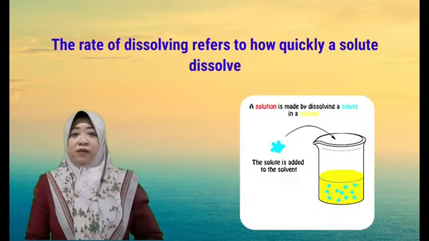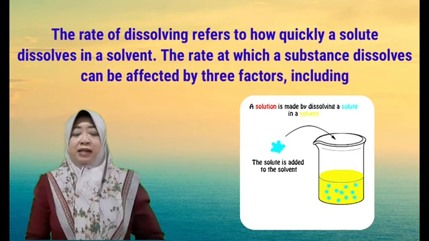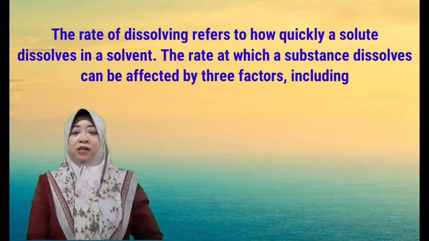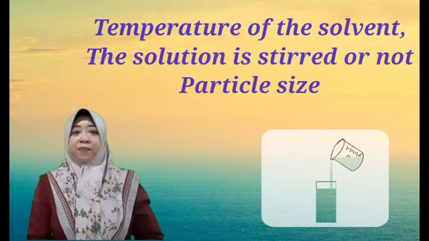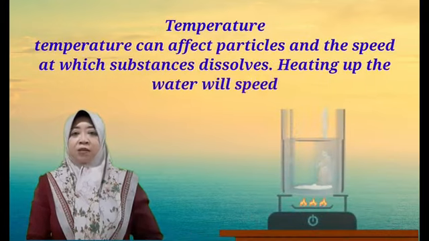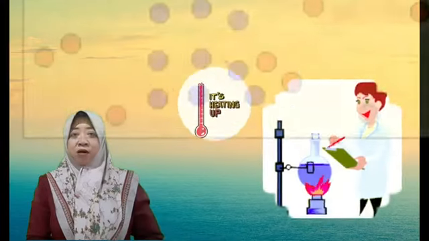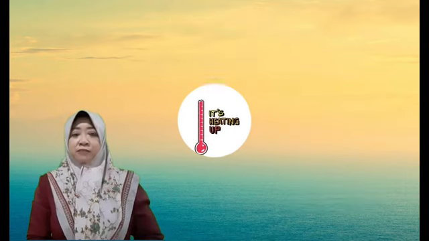The rate of dissolving refers to how quickly a solute dissolves in a solvent. The rate at which a substance dissolves can be affected by 3 factors, including temperature of the solvent, whether the solution is stirred or not, and particle size. The first factor is temperature. Temperature can affect particles and the speed at which substances dissolve. Heating up the water will speed up the dissolving process. The added energy in hot water causes water molecules to vibrate and move faster to speed up dissolution.